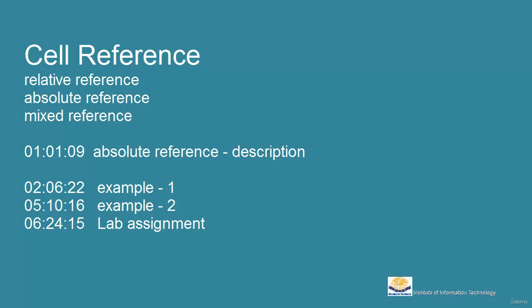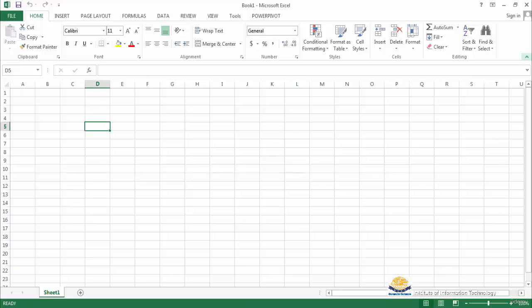Cell reference: absolute, mixed and relative. In Excel, a cell is rectangular shaped. It is an intersection of a column and a row. The cell pointer is positioned in a cell. It shows the location of the cursor. We can move this cursor pointer to any part of the sheet.